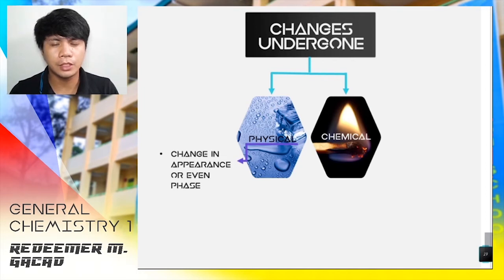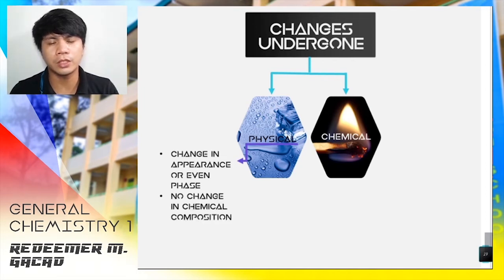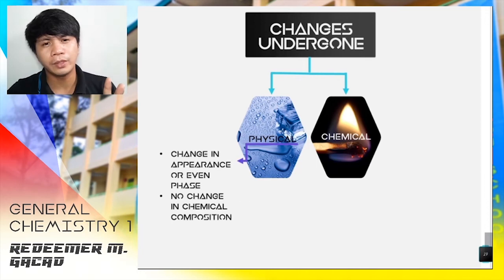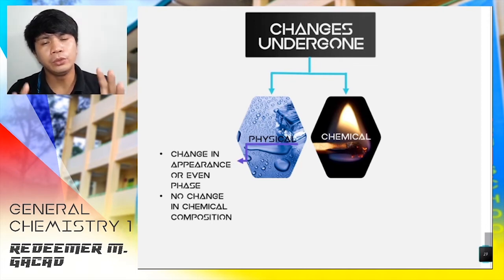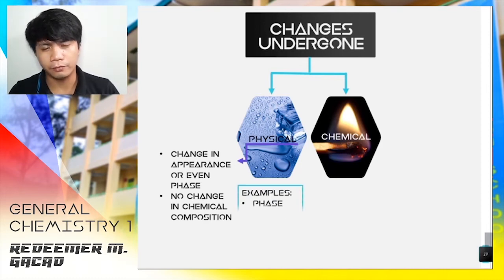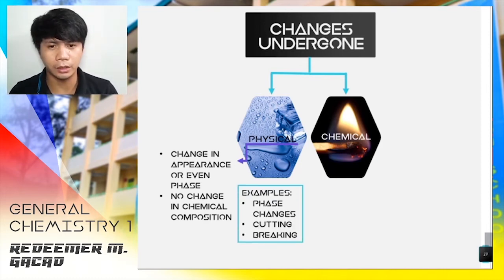Pero, isa pang punto dito sa physical change is that there is no change in chemical composition. Example nga, yung tubig na naging yelo. Kahit na naging yelo na siya, tubig pa rin siya. Hindi nagbago yung kanyang chemical composition. Okay? Yung papel, pag ginunting-gunting natin, nagbago nga yung shape niya, yung itsura niya, but papel pa rin yun. Okay? So, change in appearance, but there is no change in chemical composition. Example niyan are phase changes, cutting, and breaking.